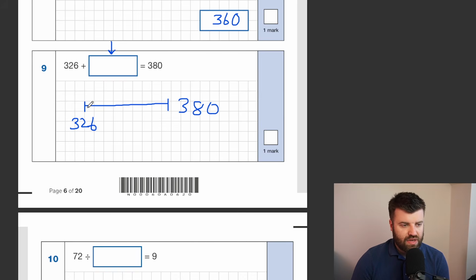Now you could count on like this. You could jump forward to 330. That's a jump of 4. And then you could jump forward in tens, which is 50. And you get the answer 54.